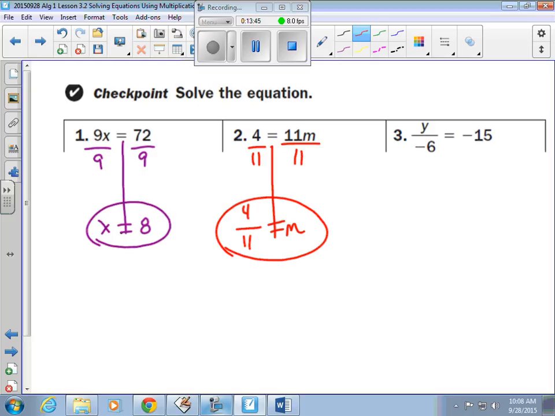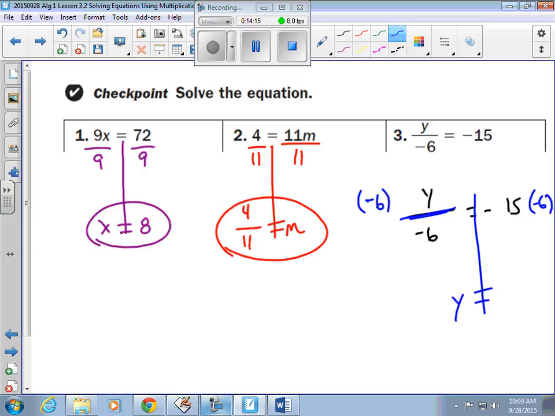y over -6 is equal to -15. That says divided by -6. Undo divided by multiplying. We want to keep y. That's our goal. So multiply by what's not y. -6 is not y. When you multiply the left by -6, you do the same thing to the right. A negative times a negative is going to be a positive. 6 times 15 is 90.